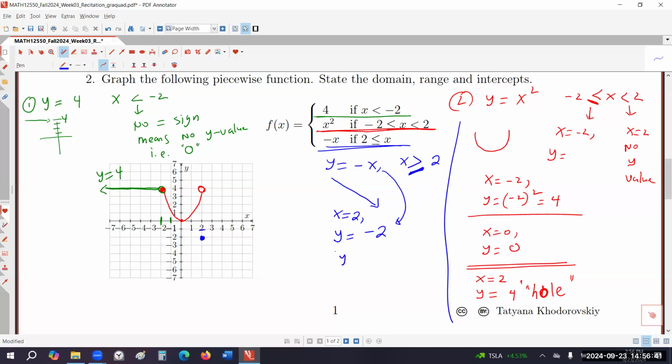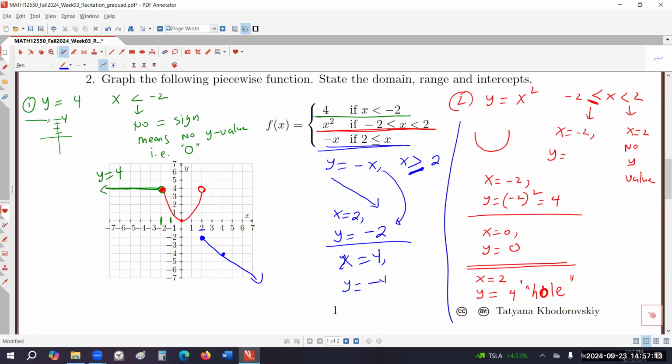Now let's pick another one. When x is 4, what is our y? Negative 4. So when x is 4, our y is negative 4 here. So the graph is going this way. So 3 colors for 3 different functions. All pieces we put them together on the same Excel plane.